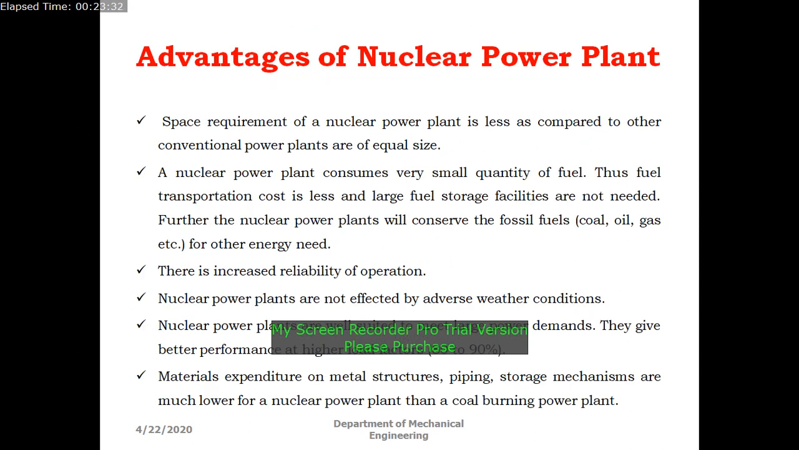Coming to the merits of a nuclear power plant, the space requirement is less when compared with conventional fuel power plants. For example, if it is a steam power plant, in such a case we need large space for the storage of the coal, and we need some pulverizing units, we need some waste heat recovery systems like air preheaters, and we need a large amount of piping also for the supply of preheated air for preheating of the coal, or supplying preheated air to the combustion chamber as secondary air.